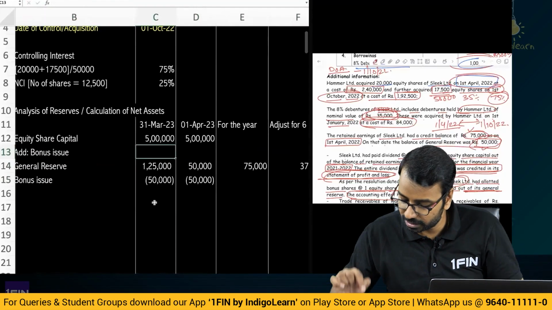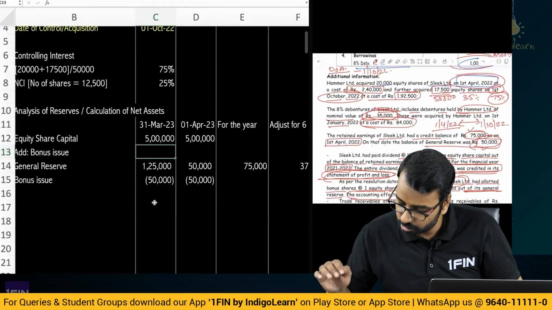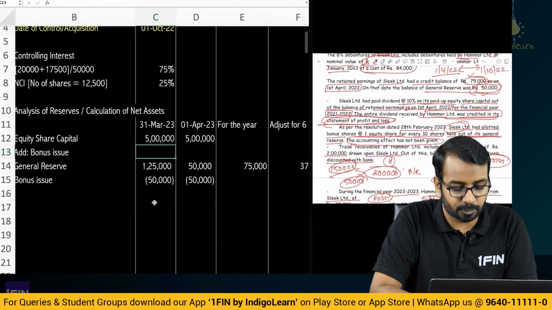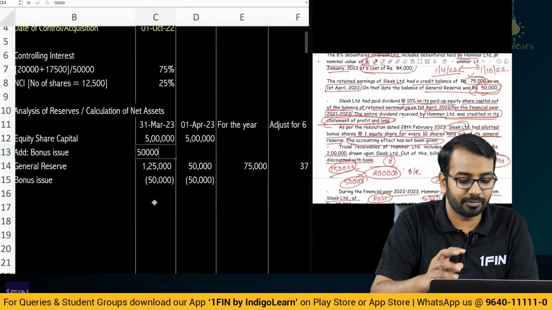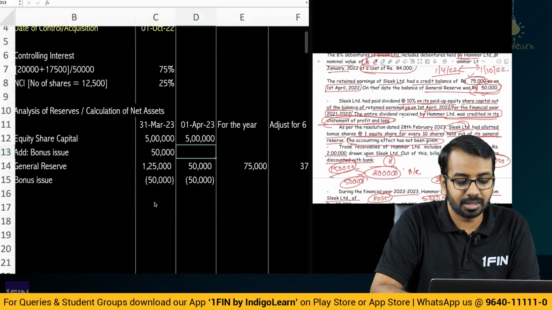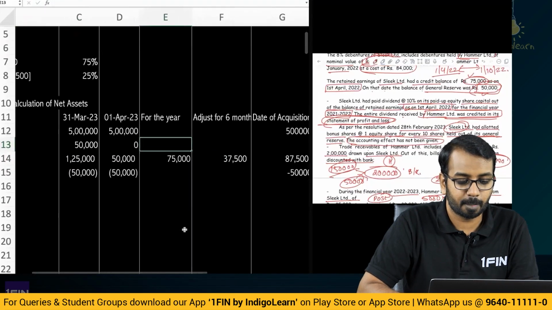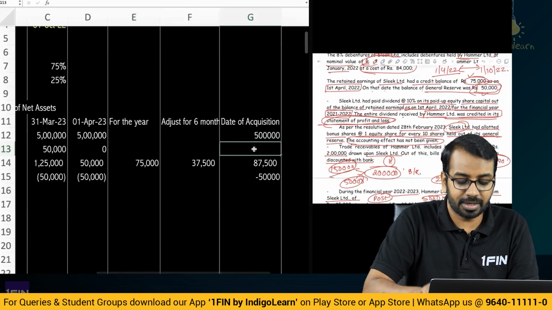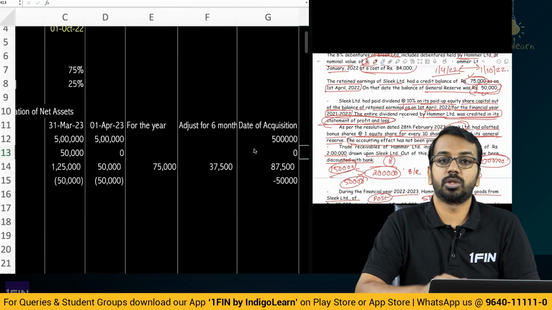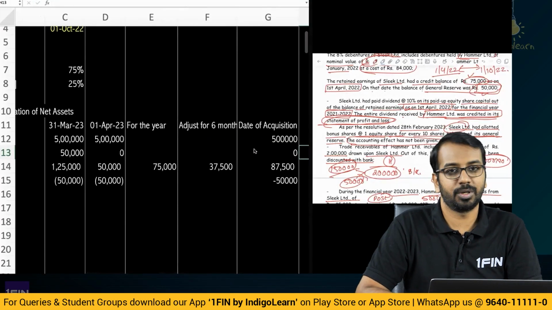Now, this bonus issue what they have said is done on 28th of February. So, as on 31st of March, my bonus issue will increase the share capital by 50,000. On 1st of April, there will be no impact because of this. On the date of acquisition also there will not be any impact because of this.